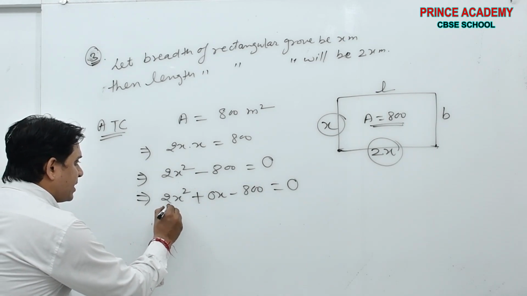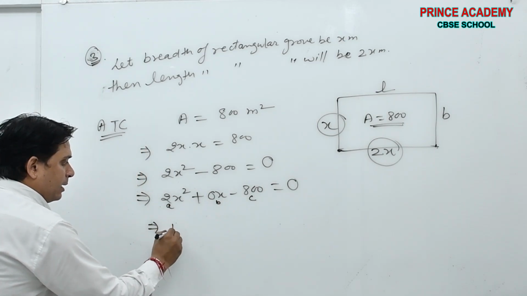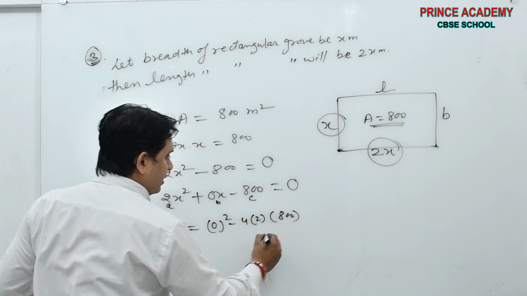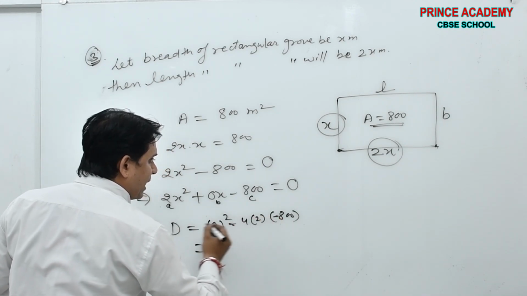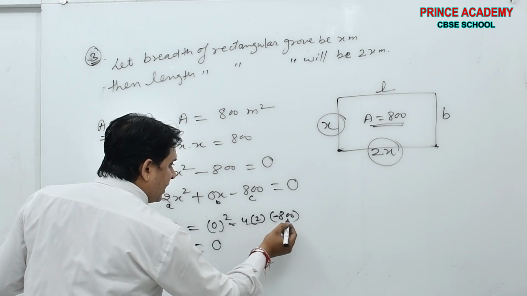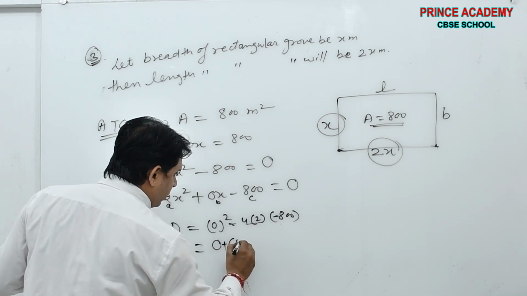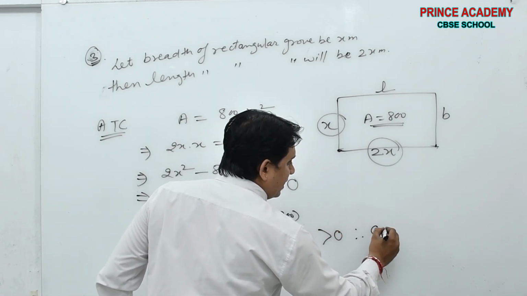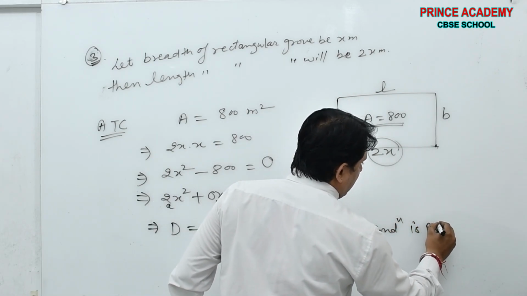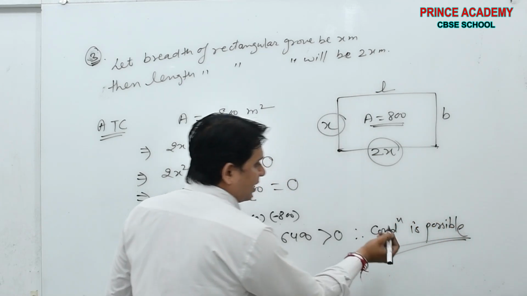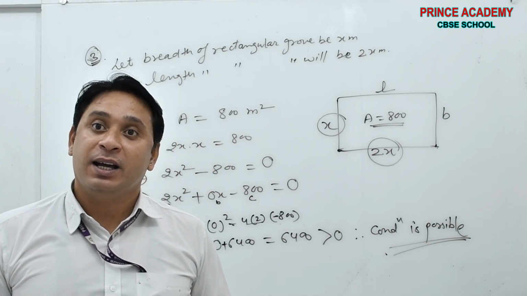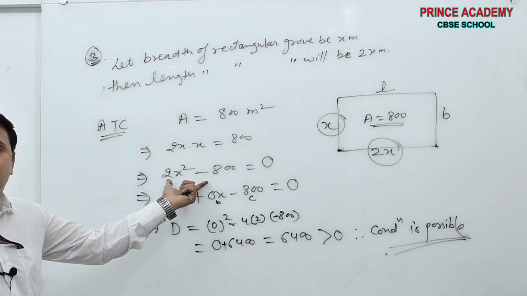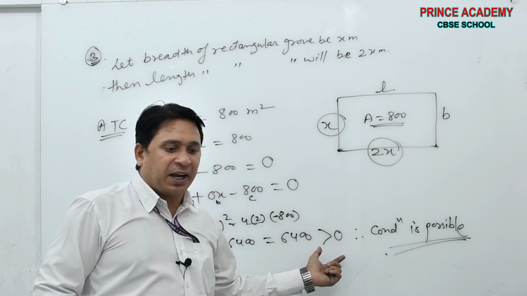Okay, now see. This is A, this is B, this is C. D will be B square minus 4AC. 0 minus 4 into 2 into negative 800, that is 6400. Which is greater than 0? Yes. Condition is possible. Okay, beta? Yes, condition is possible. Because here if we make it standard, we will get D greater than 0.